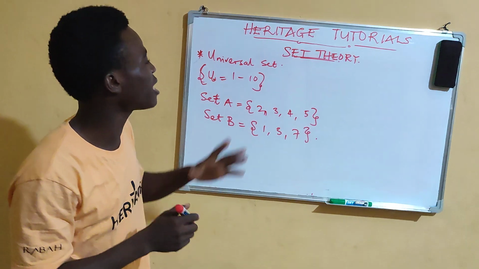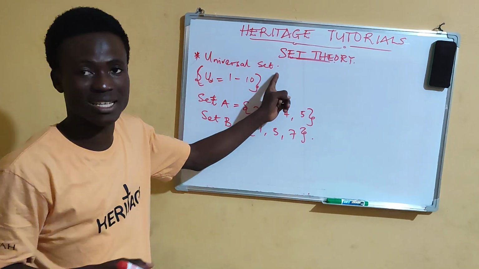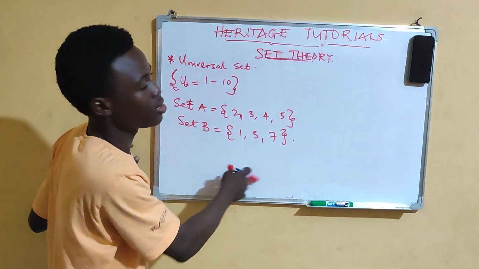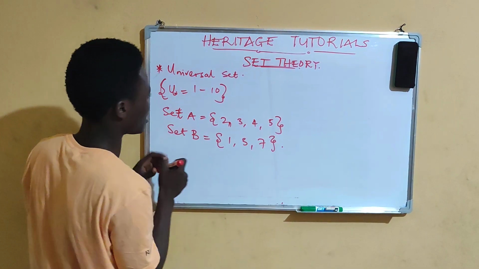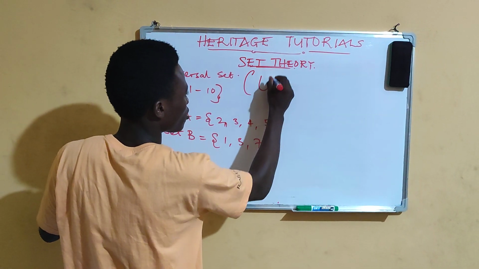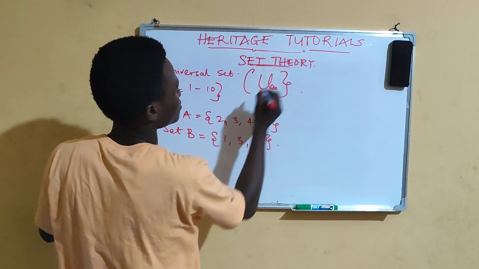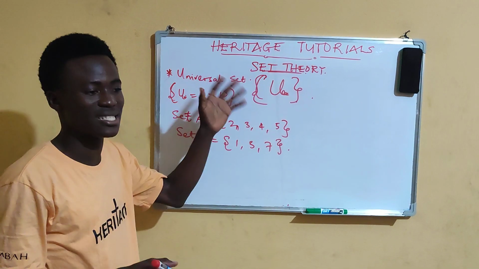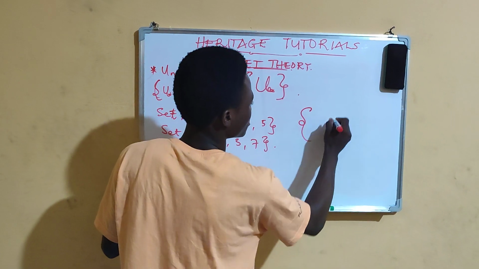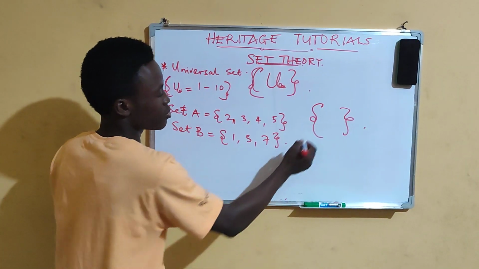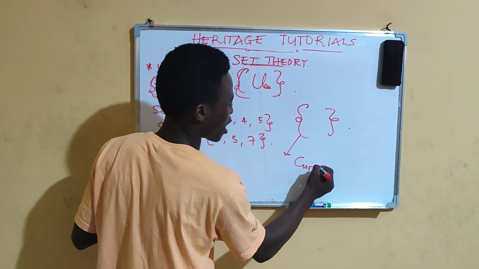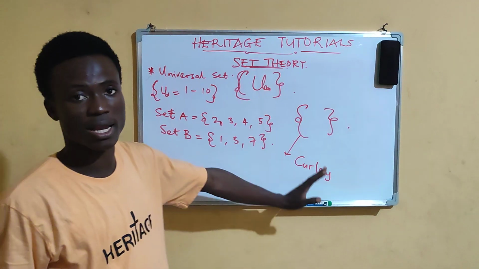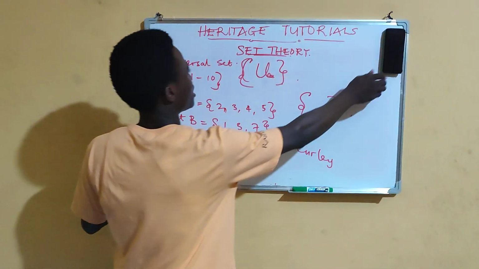In other words, another name for universal set is mother set. It's the one that gave birth to all other subsets. That's the meaning of the universal set, and it's denoted with this symbol U. We should also understand that in set we make use of curly brackets, C-U-R-L-E-Y. We don't make use of the normal brackets, we make use of curly brackets.